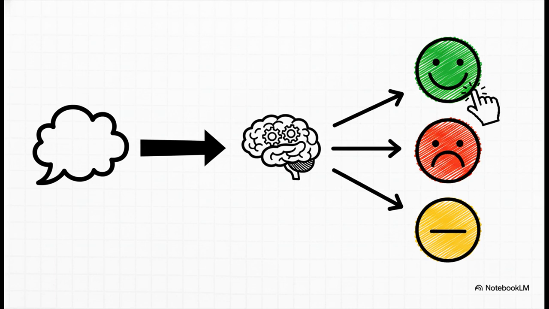Have you ever left a review for a product or posted a comment online? Well, companies are using multi-class classification to automatically scan that text and figure out the sentiment. Is this review positive, negative, or just neutral? It helps them understand what customers are thinking on a massive scale.